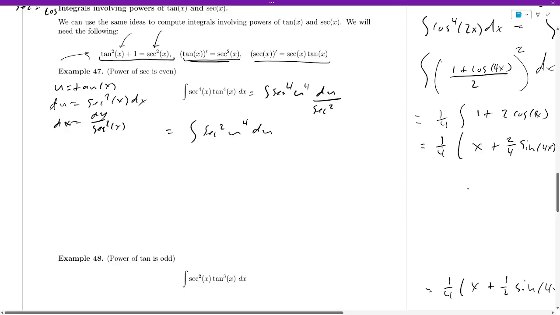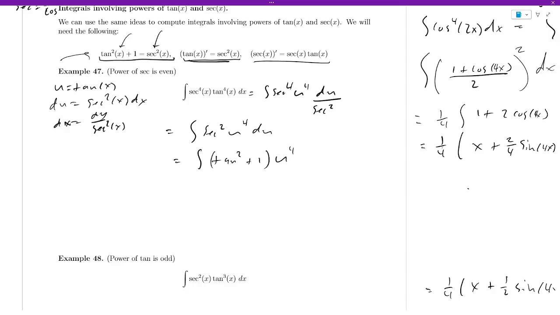Now I can use my identity and turn secant squared into tan squared plus 1. So again, you have to know that identity, but whenever you're doing secants and tangents, you should have that identity in the back of your mind, or look it up if you don't remember. Know that it exists is the main point. Okay, so same pattern as before, right? We turn it into a tan, but that's our u. So this is the integral of u squared plus 1.